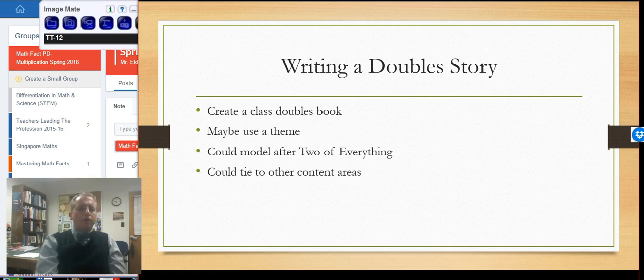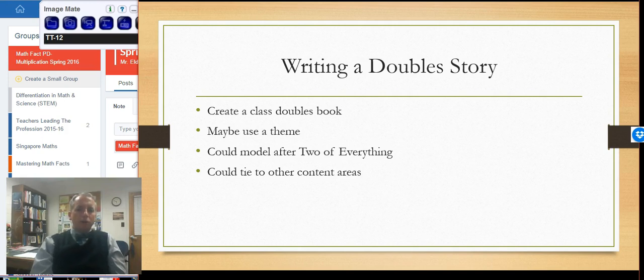And then, not ultimately, but in some part of this process, I might ask kids to write a double story. So we could create our very own hack-tack, 2 of everything kind of story. Maybe we make it centered around a topic we're studying, whether it's something in science or social studies. Might be a good place to bring that in. Maybe a theme that we're looking at in terms of a big idea in our school.